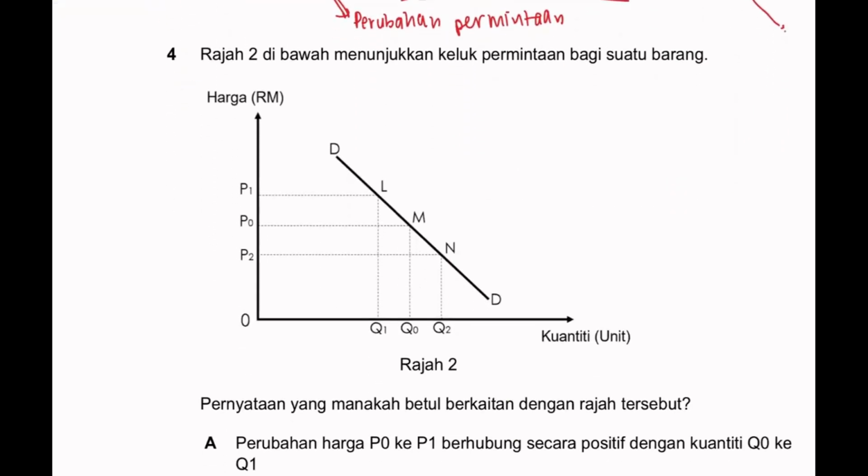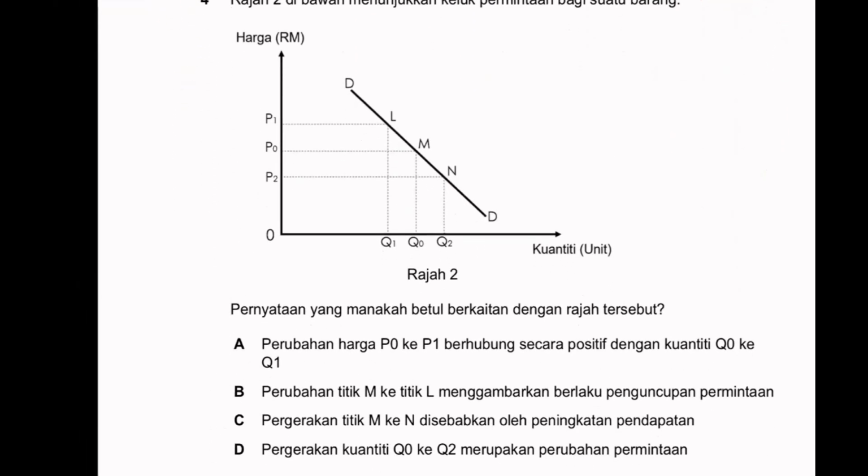And the next, this is also a permintaan. They ask you which one is correct. Perubahan harga P0 ke P1, and then secara positif, Q0 ke Q1. Is this positive? No. The word positive is already wrong. It should be negative, because one goes up, one goes down.